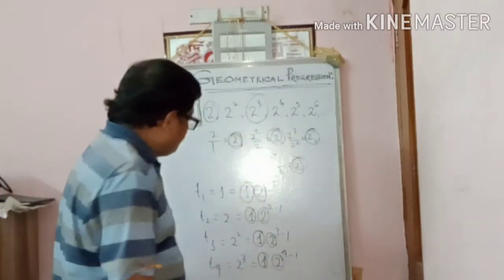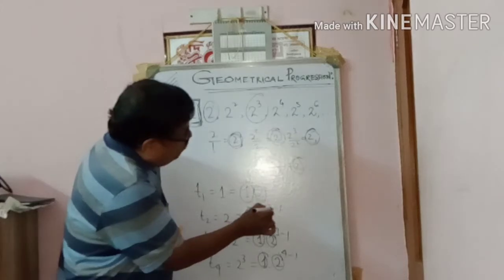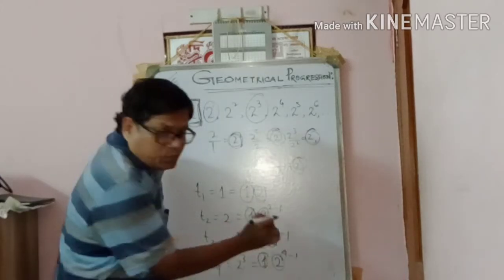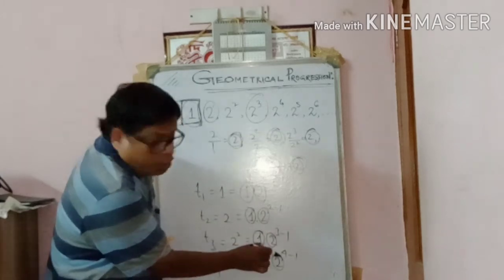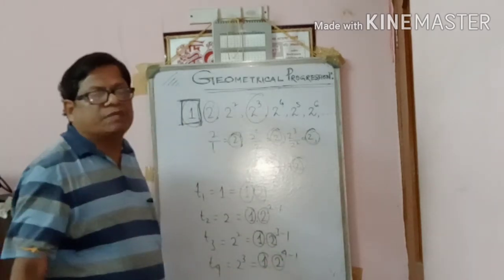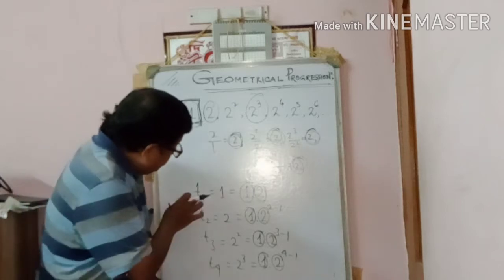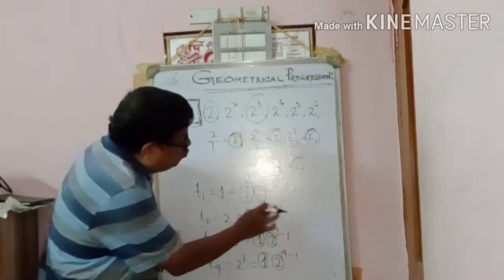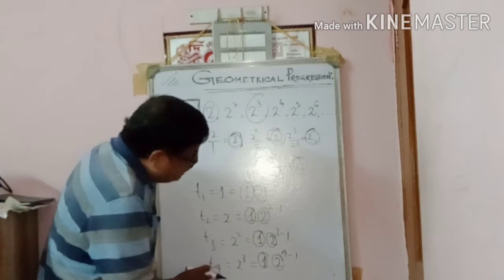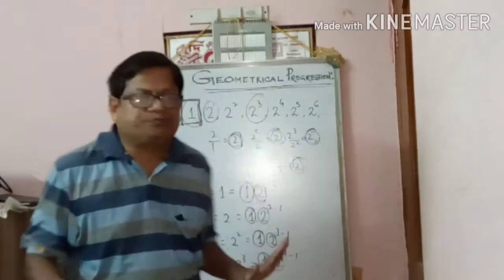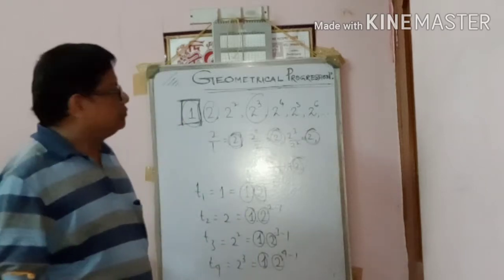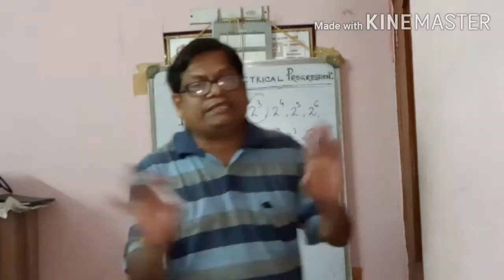Okay. Now 1 minus 1, 2 minus 1, 3 minus 1, 4 minus 1. See, this one has no change, the second one too. But here 1, 2, 3, 4. So these are the number of terms. See, T1, 1 minus 1, T2, 2 minus 1, T3, 3 minus 1, T4, 4 minus 1. So number of terms minus 1. Okay. So in general form, how to find the nth term or last term in GP?